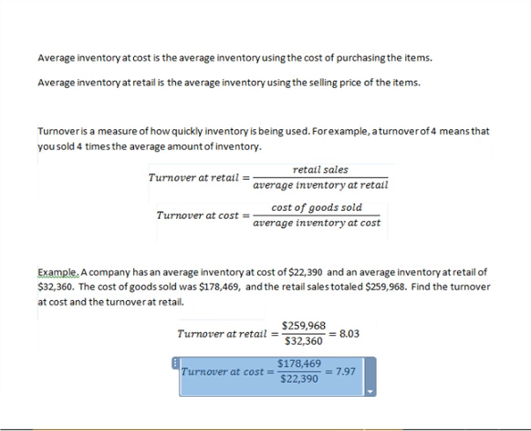Now notice that the two different ways of computing turnover will give us different values. In this case, they ended up being pretty similar, which is to be expected because there is going to be a similarity between the retail price of an item and the cost of it.